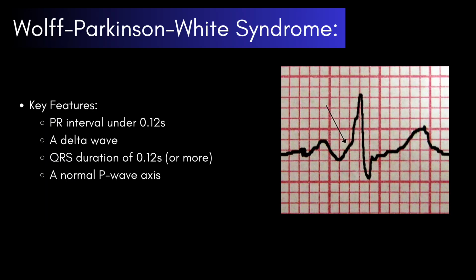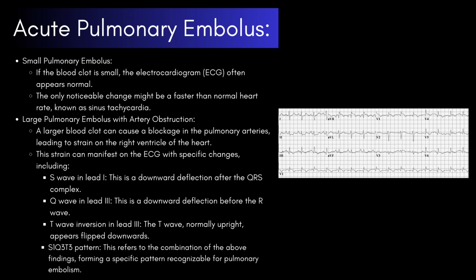Let's look at Wolff-Parkinson-White syndrome. Key features: PR interval under 0.12 seconds, a delta wave, QRS duration of 0.12 seconds or more, a normal P wave axis. Let's look at acute pulmonary embolus, small pulmonary embolus. If the blood clot is small, the electrocardiogram, ECG, often appears normal. The only noticeable change might be a faster than normal heart rate, known as sinus tachycardia.